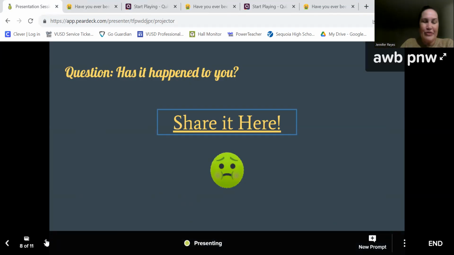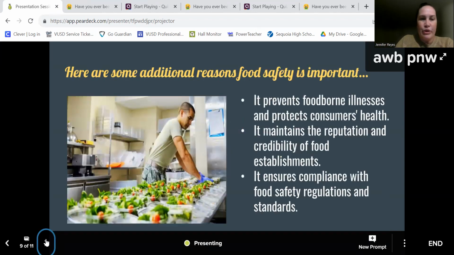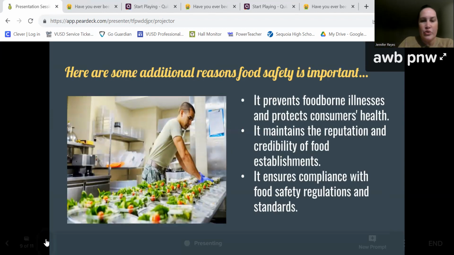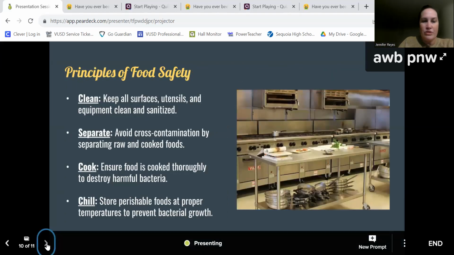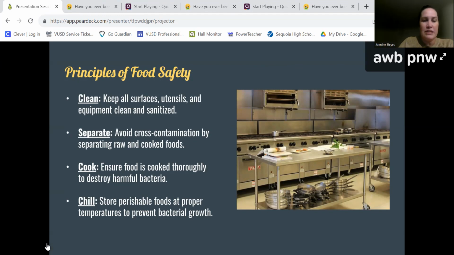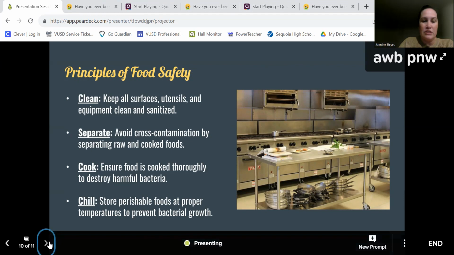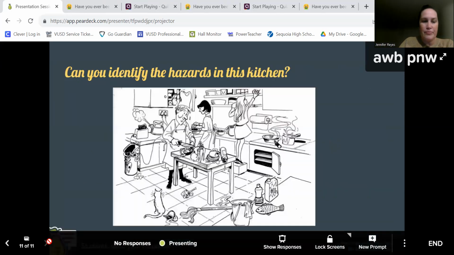After we review all of those as a class, we will move on to more instruction of additional reasons why food safety is important. Also, the principles of food safety: to keep our surfaces clean and our equipment clean, to separate foods to avoid cross-contamination, to cook them thoroughly, to make sure that we avoid serving food that has harmful bacteria, and then also storing them properly to prevent bacterial growth.